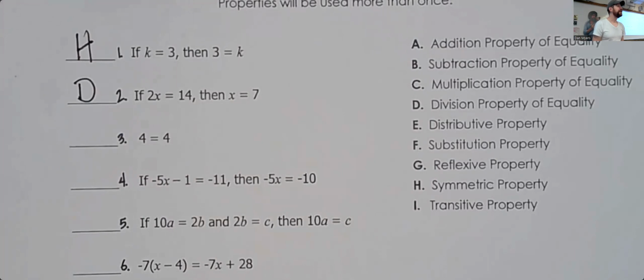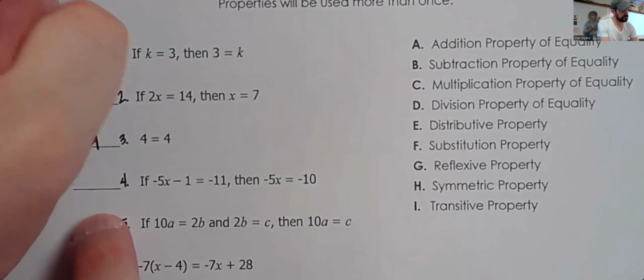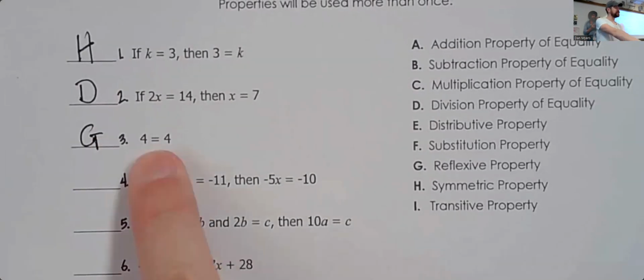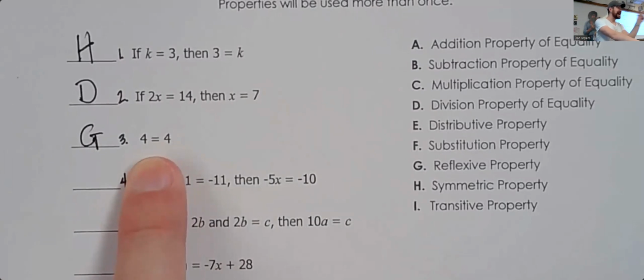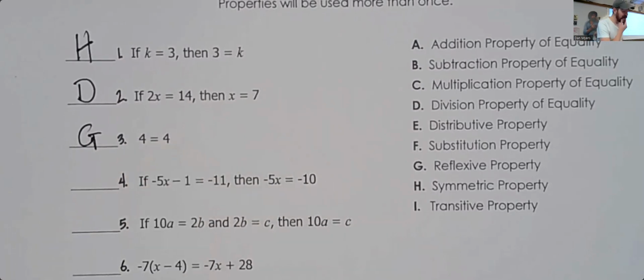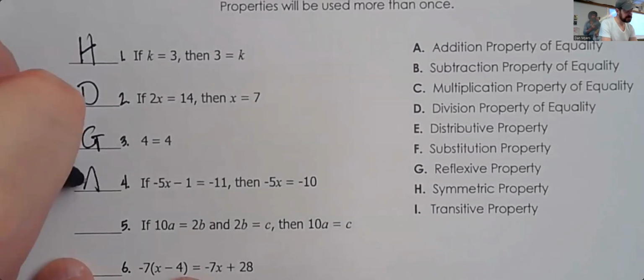Number 3 is like looking in a mirror. What do you see when you look in a mirror? Your reflection. So that would be the reflexive property, G. That's how I always remember that one. If it's the exact same thing on both sides, it's its own reflection, therefore it's reflexive. Number 4. A, yeah. 1 was added to both sides.